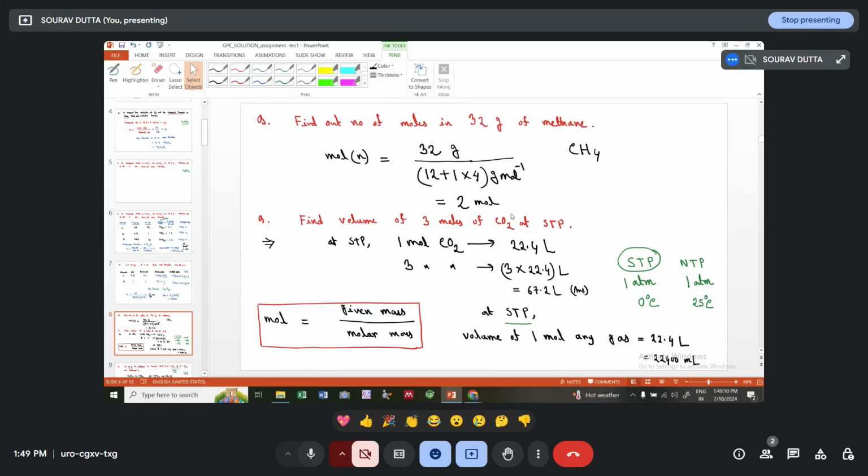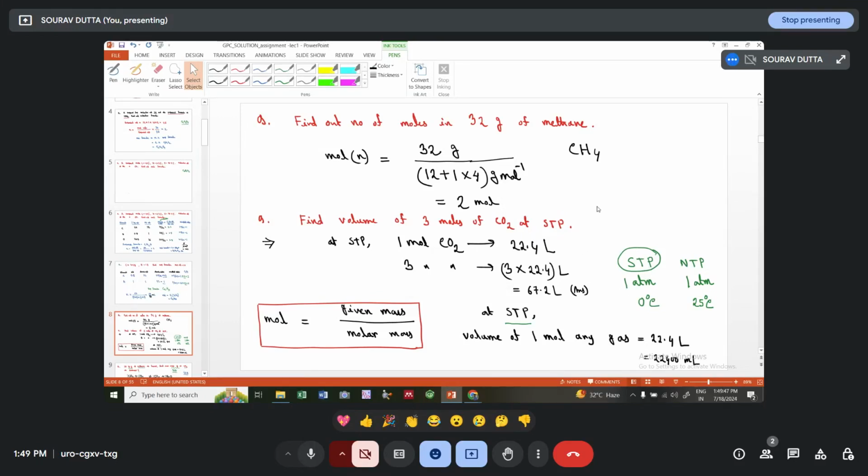The next question, find the volume of 3 moles of carbon dioxide at STP. So at first you have to know the difference between STP and NTP. That is normal temperature and pressure and standard temperature and pressure. In both cases, your standard pressure is 1 atm, but the temperature is different. In case of NTP, it is 25 degree centigrade, room temperature, and in case of STP, it is 0 degree centigrade.